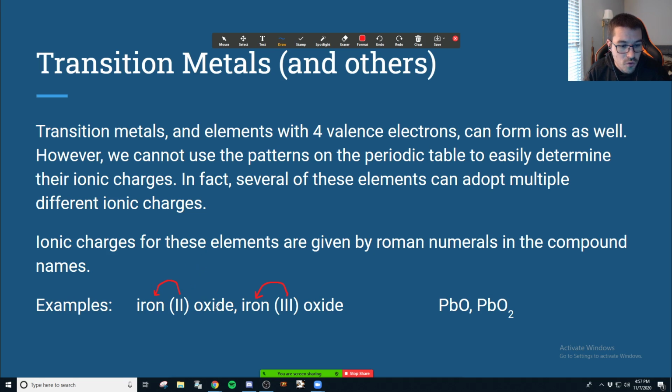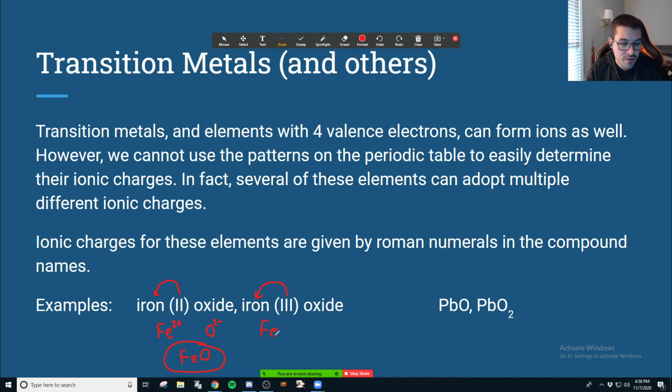So iron 2 oxide would be composed of Fe2+, or +2, and then oxide, which is 2 minus. The formula then for iron 2 oxide would be FeO. I would need 1 iron +2 and 1 oxide -2 to balance out the charges. And so this would be my formula. But let's look at what would happen with iron 3 oxide.